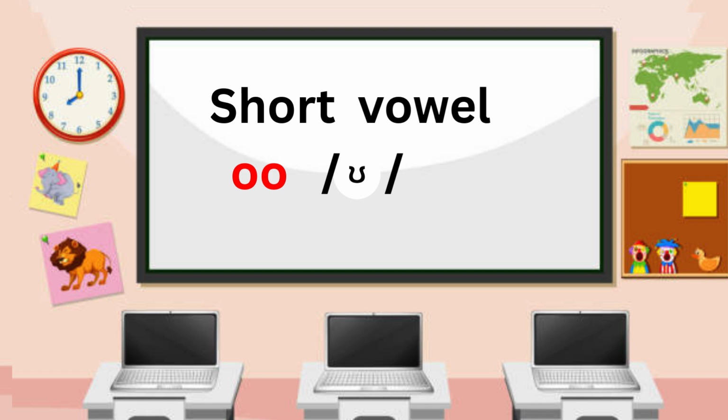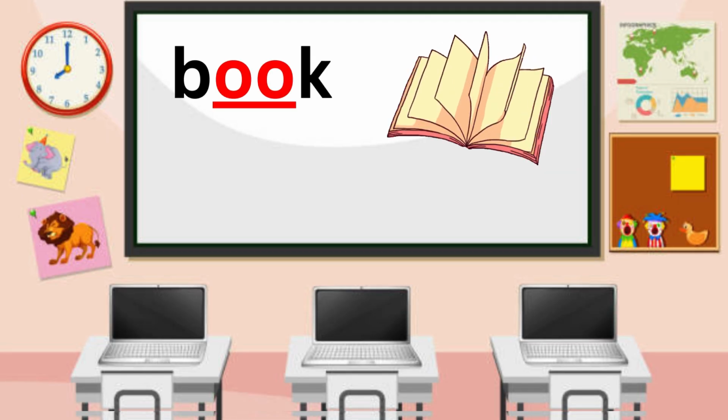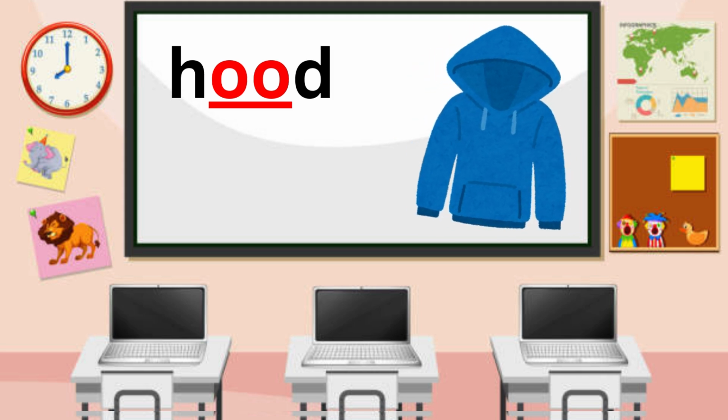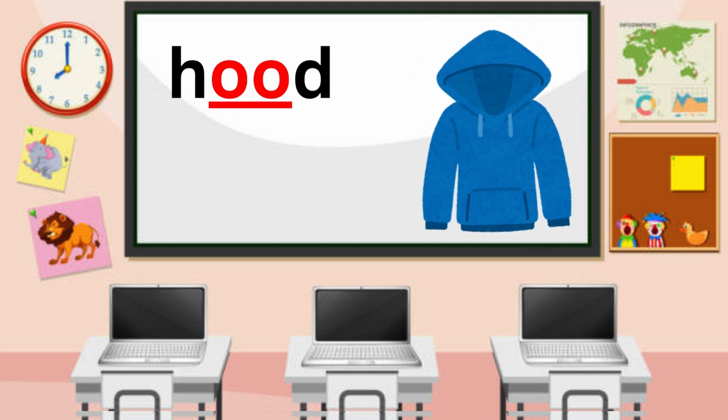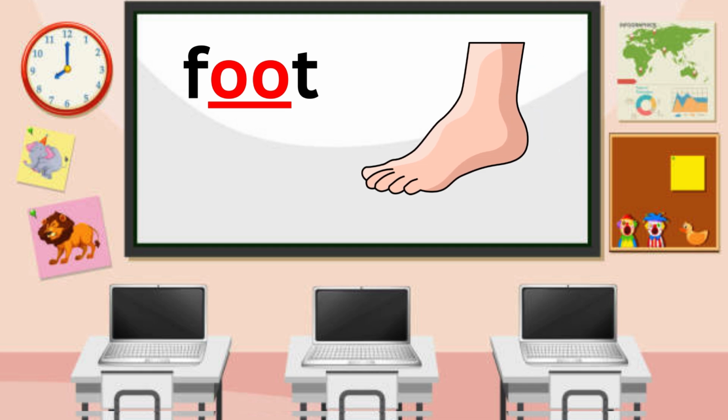Let's start with the short vowel "oo". Example: b, oo, k, book. h, oo, d, hood. F, oo, t, foot.